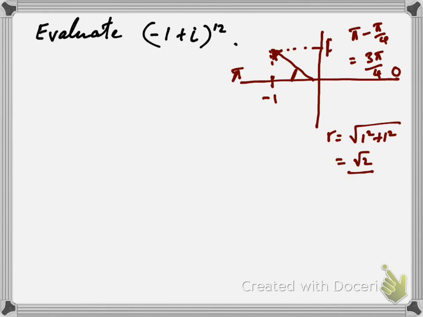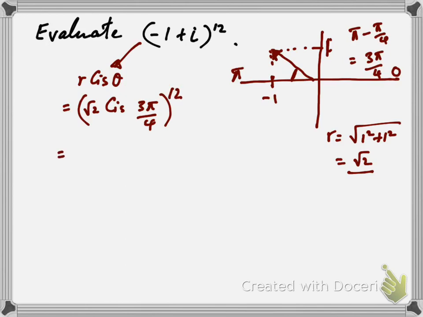but you can figure it out in any way that you are comfortable with. Therefore, to write this down in polar form, it becomes r cis theta, which is equal to square root of 2 cis 3 pi over 4, which you want to raise to the power 12. So now you apply de Moivre's theorem. So square root of 2 gets raised to the power 12, cis 12 times 3 pi over 4.